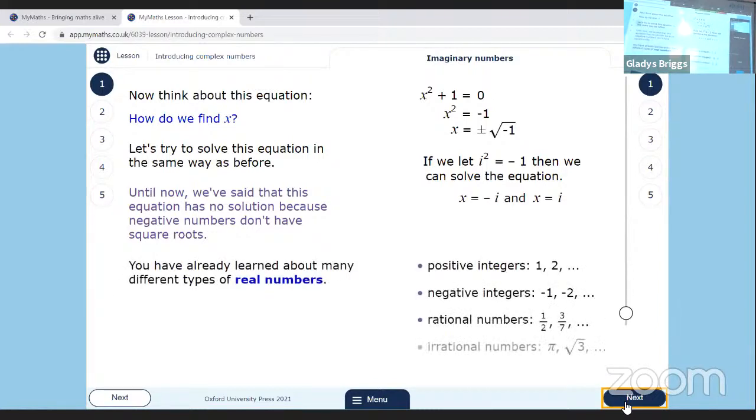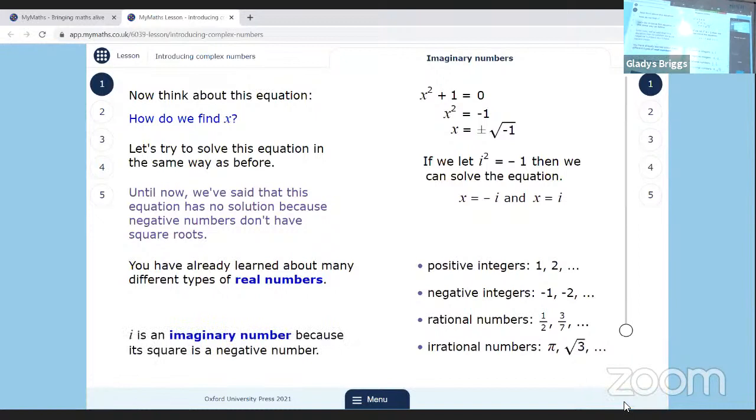Okay, you already know about real numbers, positive numbers, negative numbers, rational, irrational, all of them. We talked about surds and pi and fractions, you know all those numbers. i is an imaginary number, yeah? It's the square root of a negative number. It's i, that's what we've been learning about today. It's an imaginary number.